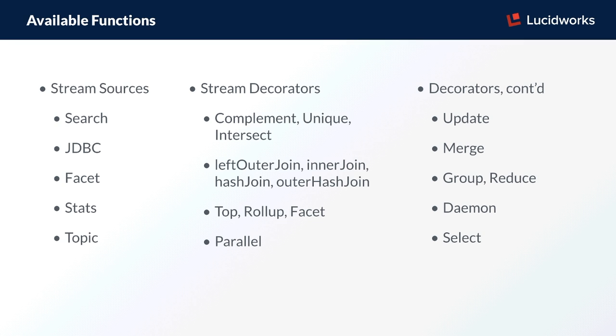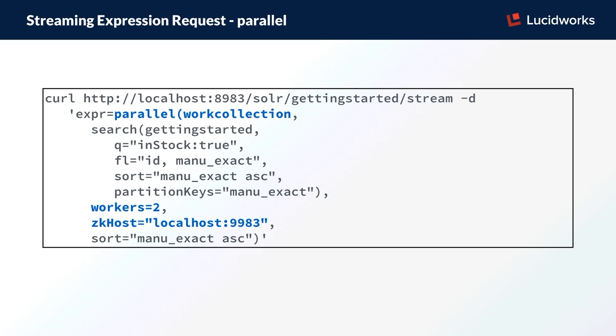And the parallel function will be used by the parallel SQL feature once we get back to that. And that actually defines worker nodes to shuffle the results across, to the worker nodes for the aggregations. Let's take a look at what one of those looks like.